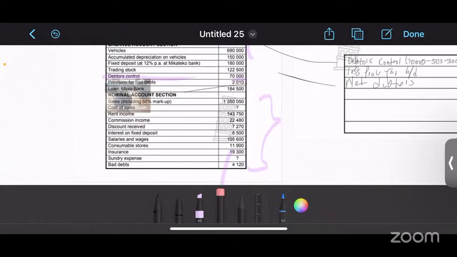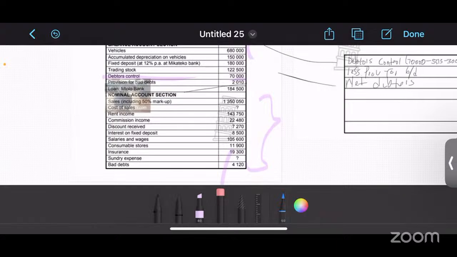Perfect. So this is what you're gonna do, exactly how Kim is saying. To get the new or the adjusted debtors control, you need to calculate your new debtors control amount, because now your control amount is no longer 70,000 because there has been adjustments, right? So you're gonna say 70,000 minus the 5,375 minus the 3,000, and then you're gonna get your new debtors amount.